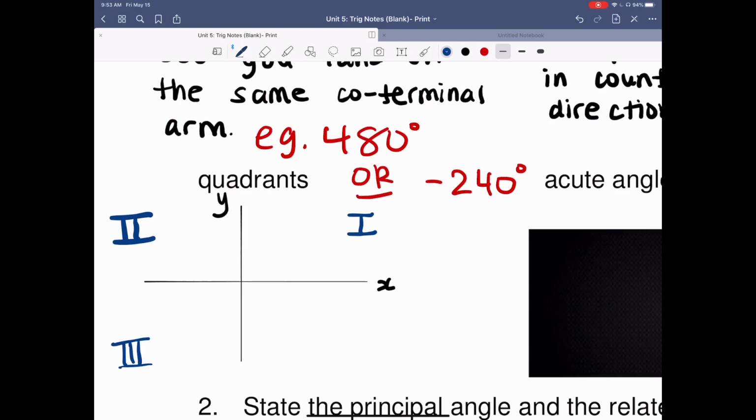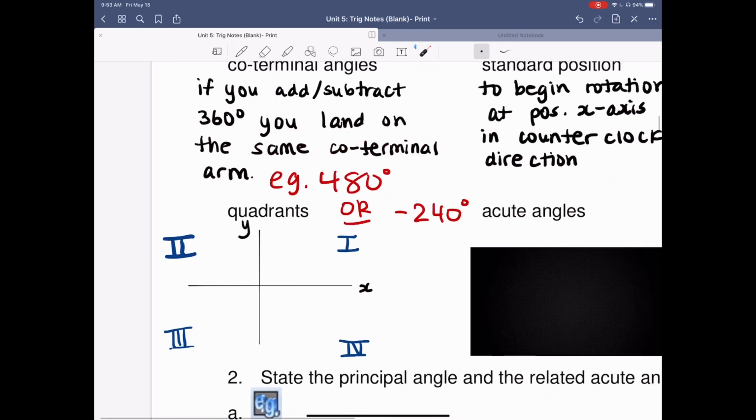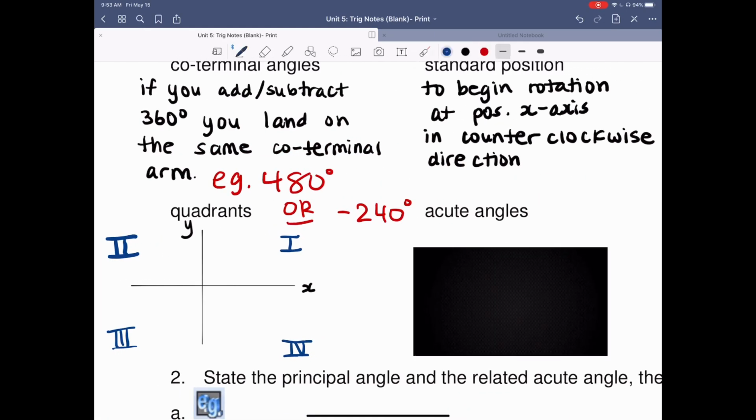For the 3, that's the third quadrant. And that's where the x values are negative and the y values are negative. Meanwhile, for the fourth quadrant, that's the location where my x values are positive, but my y values are negative. This information will help us later on when we're creating the CAST rule. And so this is my 0 degrees, the 360 degrees, 90 degrees, 180 degrees, 270 degrees.